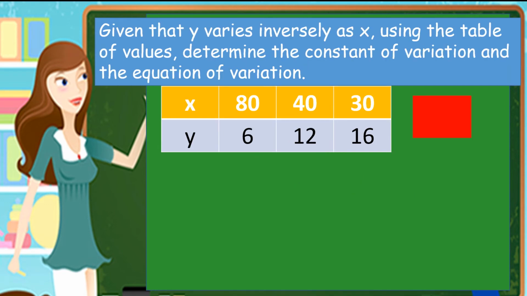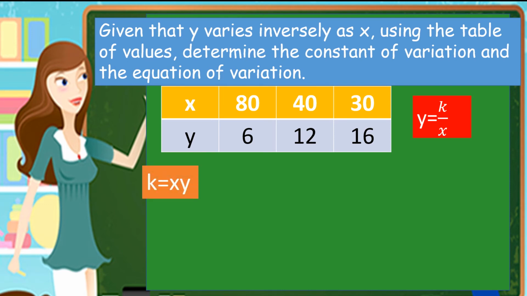Okay, let us find out what are the values of the constant of the variation and the equation of the variation. So given this table of values where x is equal to 80, 40, and 30, and y is equal to 6, 12, and 16, so let us first have our equation. Translate natin yung y varies inversely as x, where y is equal to k over x.